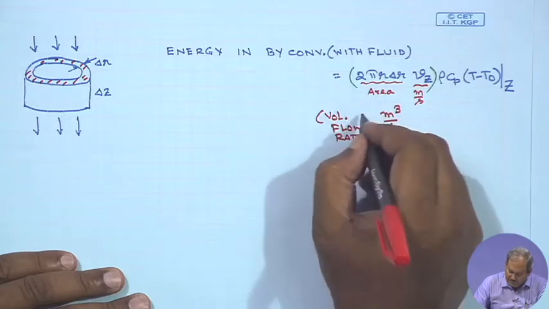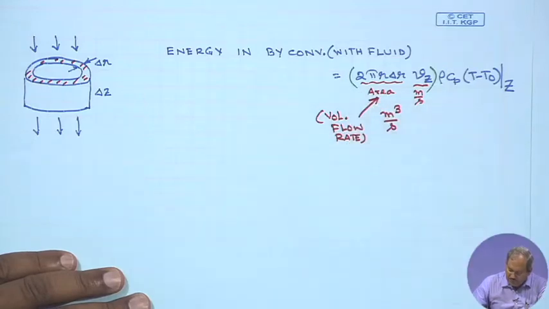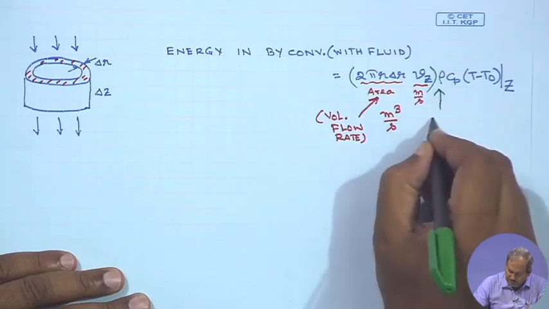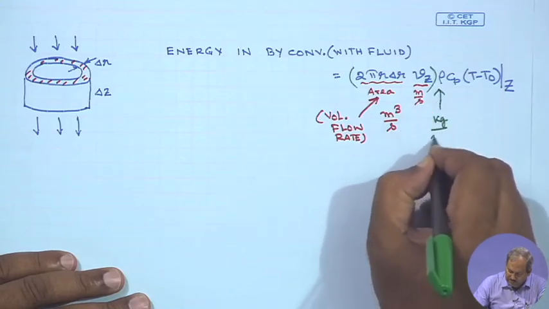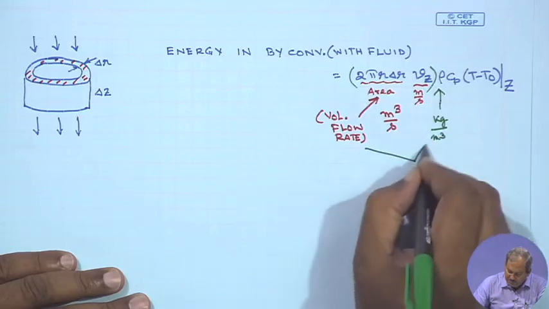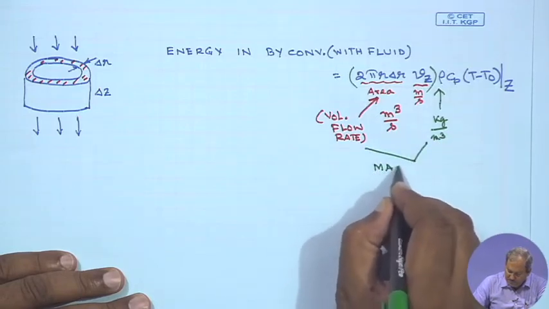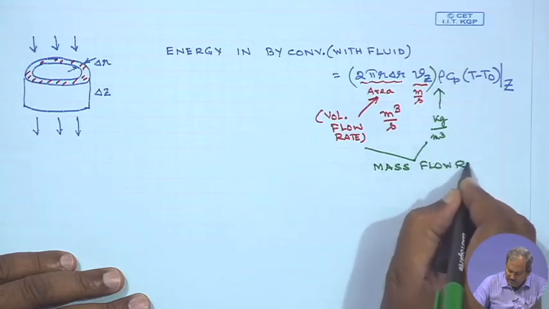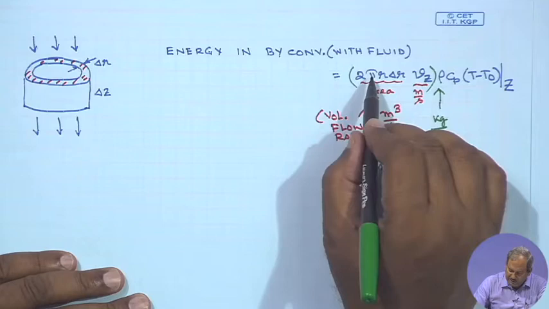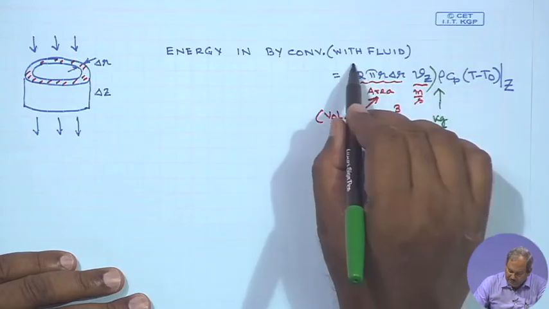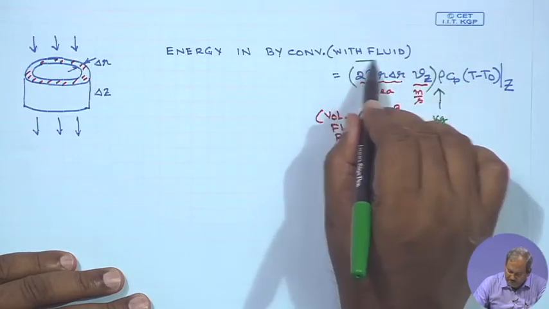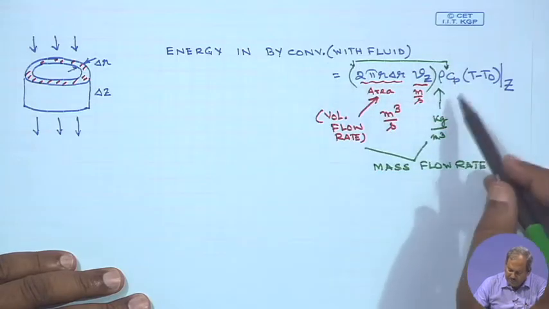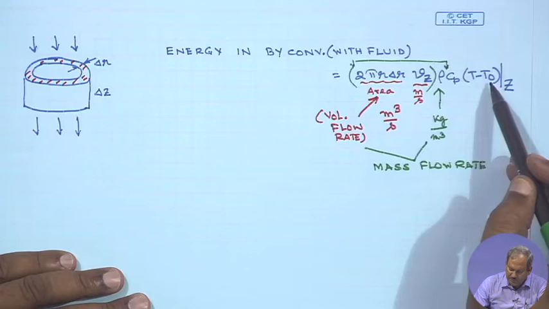So, this entire part is the volumetric flow rate. When you multiply it with rho, which is the density, in kg per meter cube, together these would be the mass flow rate. And the mass flow rate, m dot, this whole thing together up to this point is m dot, which is the mass flow rate, times Cp times delta T.